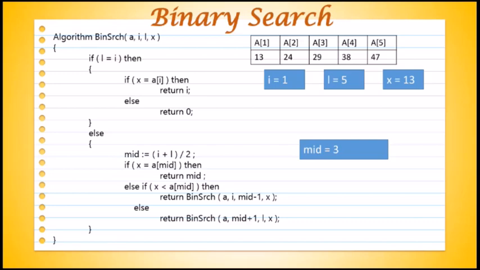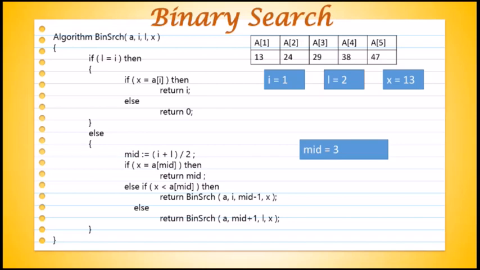So here also we are calling the function recursively, but here instead of the I value, we are changing the value of L, that is the value of the last position. So here mid minus 1, that is 3 minus 1, so the new value of L will be 2. Because we are calling the function recursively, we will check again whether L is equal to I. So this condition is false, that is 1 is not equal to 2. So we will execute the else part.